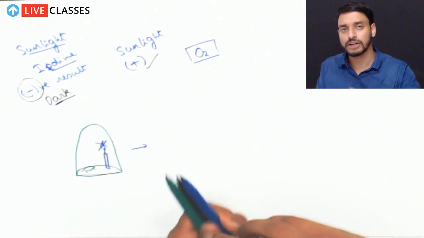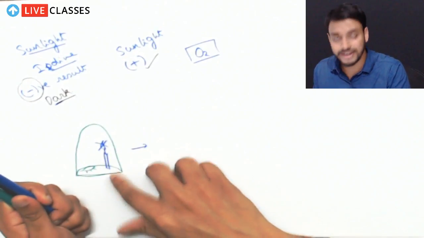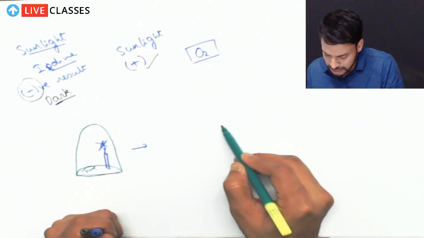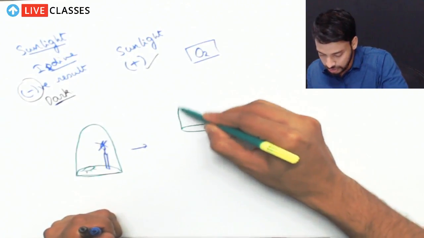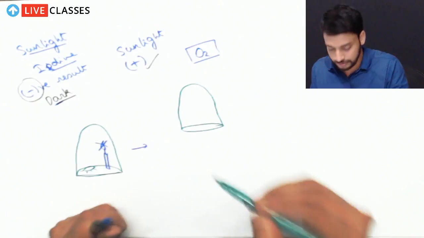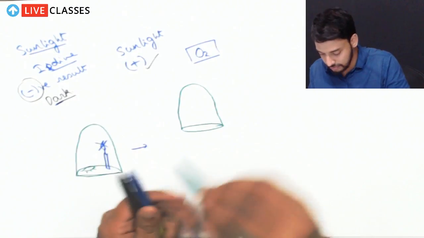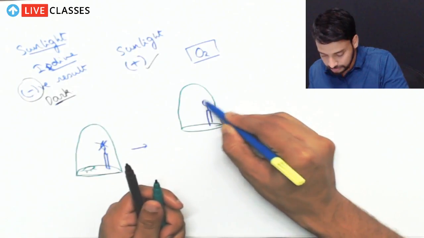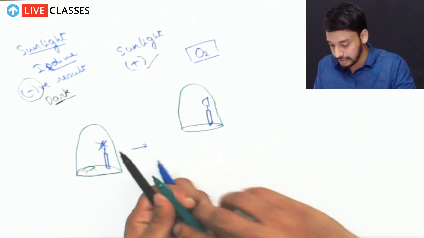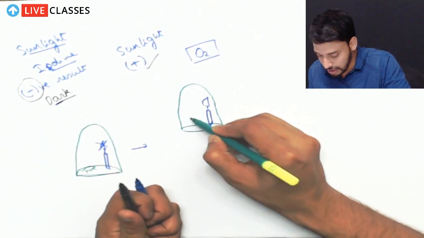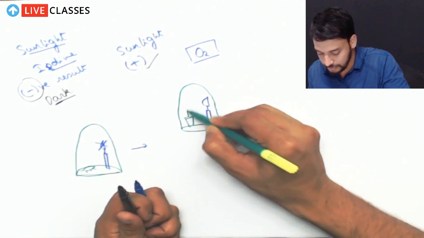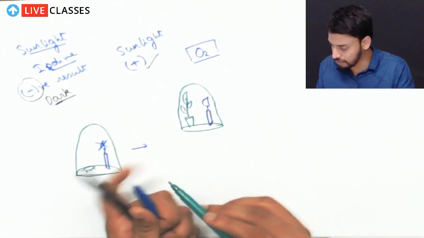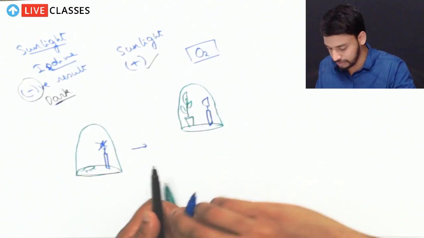Now he thought, let's modify this experiment a bit. So what he did was, he took the same setup. Here we have this jar, we have the candle also. Correct? Now the addition was, he put a mint plant over here. A mint plant was put, okay? And there was also the mice which was present.